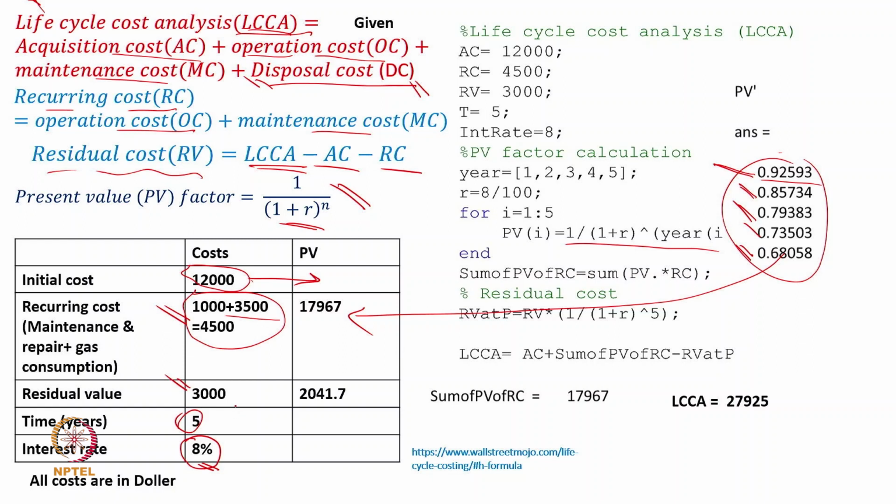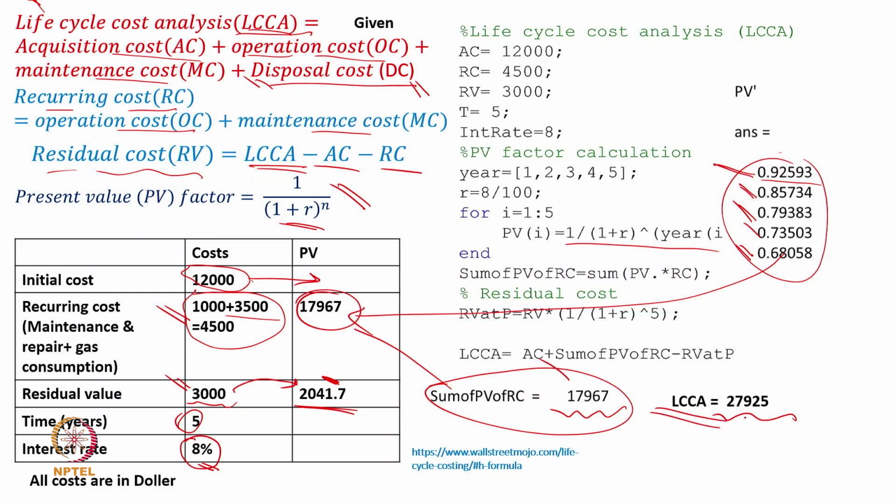17,967. Now 3,000 we will be getting after 5 years, but the value today is something like 2,041. So you sum up. Here we are summing this plus this minus this, because this one is positive, and it will turn out to be 27,925. This is the recurring cost in present time, this much. This is the LCCA. Now this is what is to be counted.